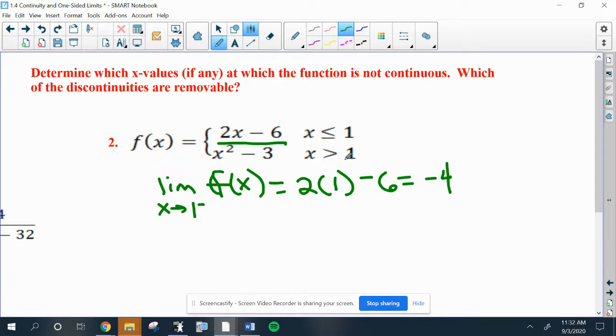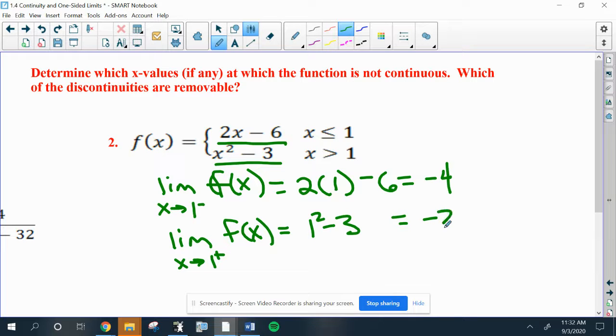Then we have to figure out what happens from the right side of 1 of this function. And this bottom function is the one that exists in the right part of 1. So that would be 1 squared minus 3, which is negative 2. These don't match. Therefore, we have a jump discontinuity at x equals 1.